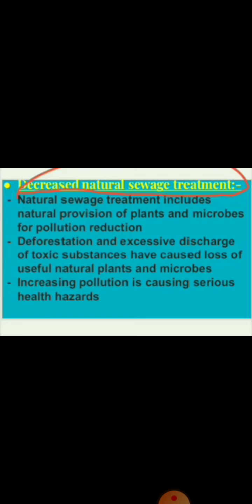Natural sewage treatment is nothing but the provision of plants and microbes for reduction of pollution, and this is a natural provision. Naturally grown plants and microbes reduce environmental pollution, but due to deforestation and excessive discharge of toxic substances, there has been a loss of such natural vegetation and microbes, which leads to water pollution. As we are losing this natural vegetation and microbes, increasing pollution is causing serious health hazards in urban areas. So this is all about the issues related to water.